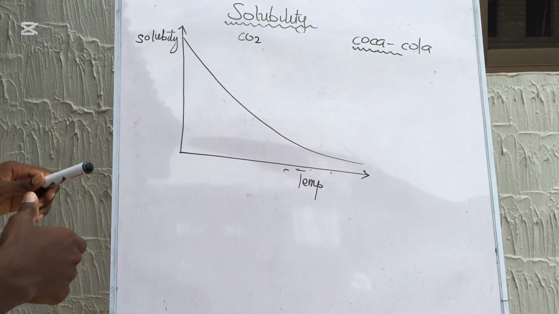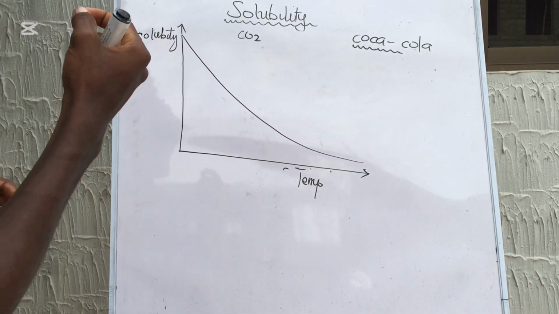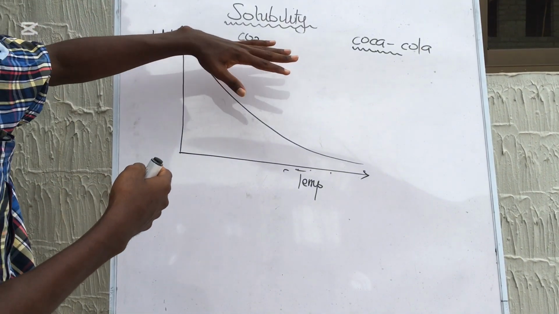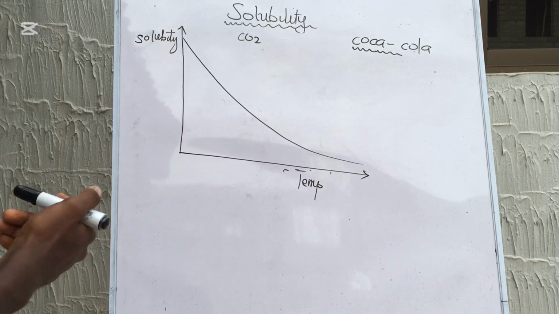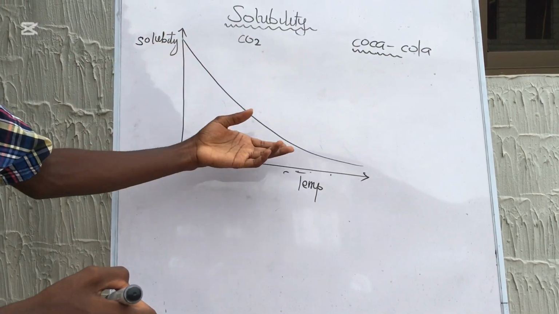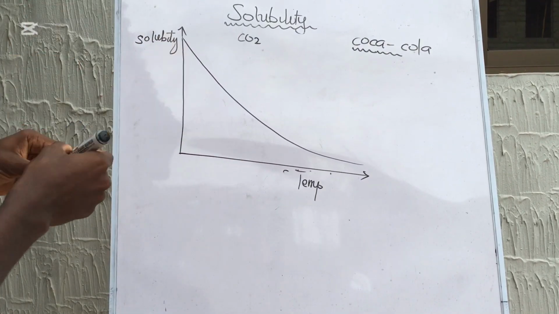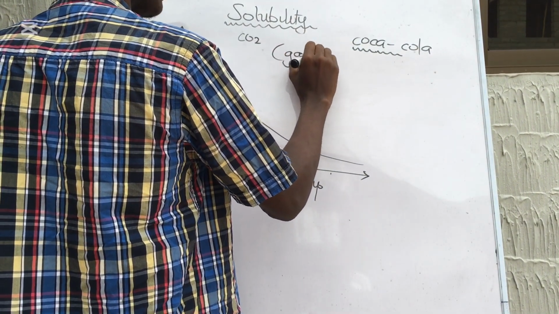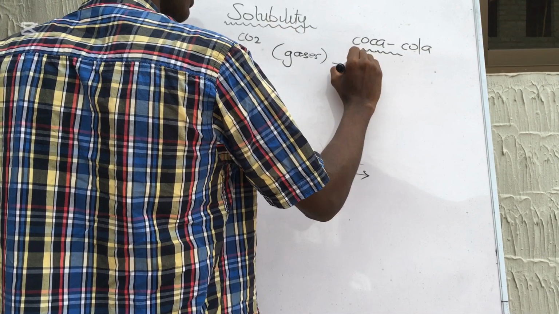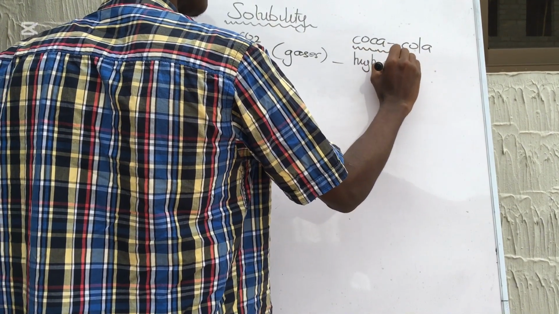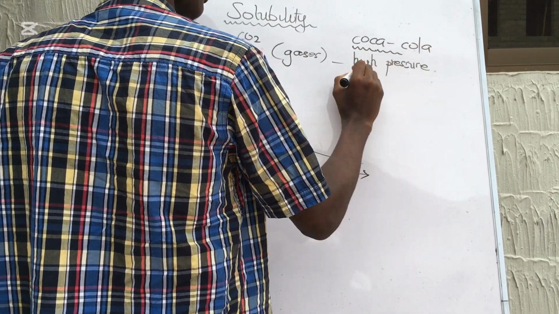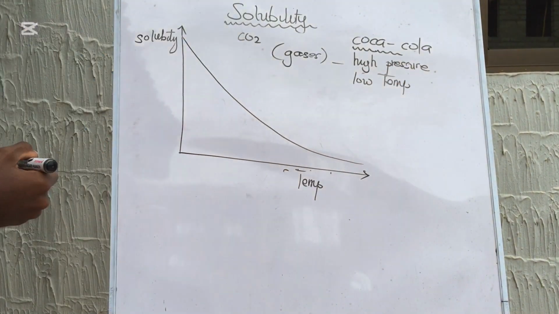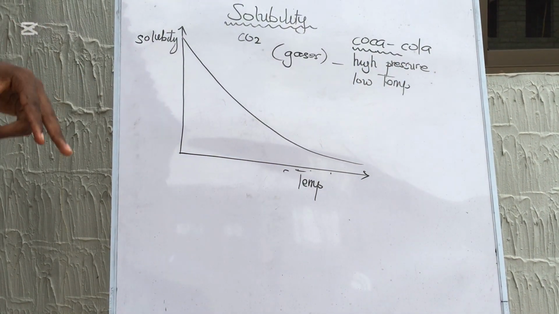The moment you have a warm carbonated drink and you open it, you tend to see some of the gas coming out, showing that most of the carbon dioxide that has been dissolved in the liquid is coming out. So the more you decrease the temperature and increase the pressure... For gases, please take note that it's not only about temperature, but also pressure. With high pressure and low temperature, you are going to have more of the gas dissolving in liquid.